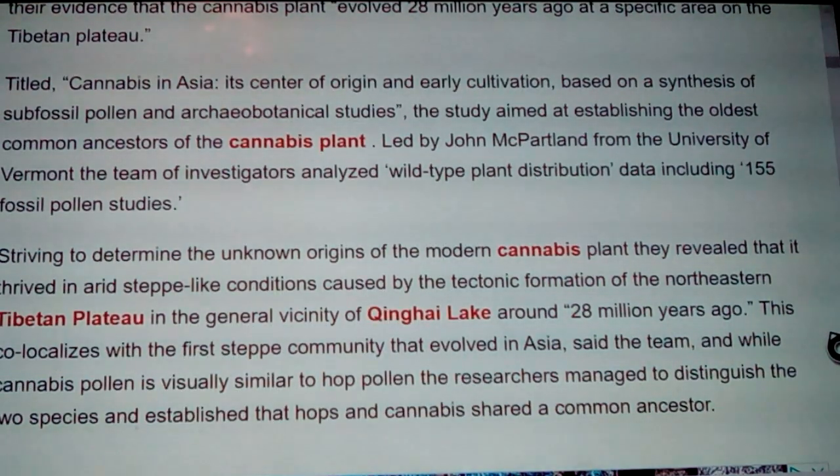Titled Cannabis in Asia, its center of origin and early cultivation, based on a synthesis of subfossil pollens and archaeobotanical studies, the study aimed at establishing the oldest common ancestors of the cannabis plant. Led by John McPortland from the University of Vermont and a team of investigators, it analyzed wild plant type distribution data, including 155 fossil pollen studies.